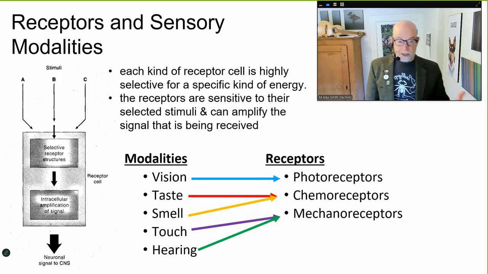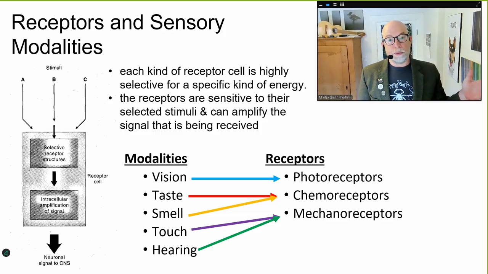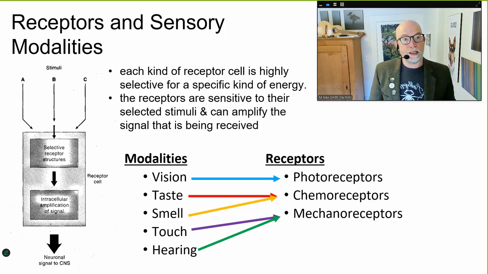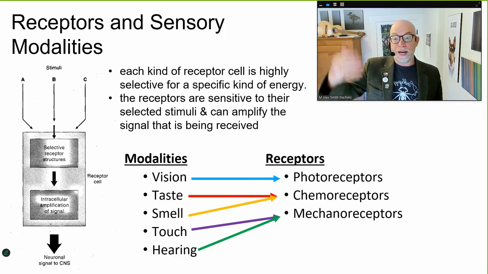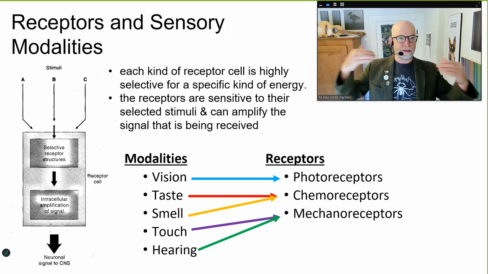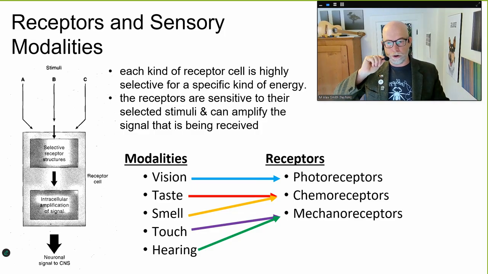So when we talk about receptors, as we've done, we've talked about photo, chemo, and mechano. That's kind of the way the next slices of the course are divided. But those are spoken of in common parlance often as these modalities, that we have vision. That's pretty direct translation to photoreception.